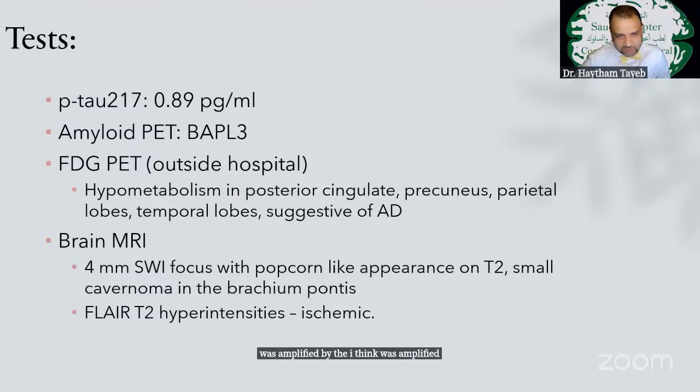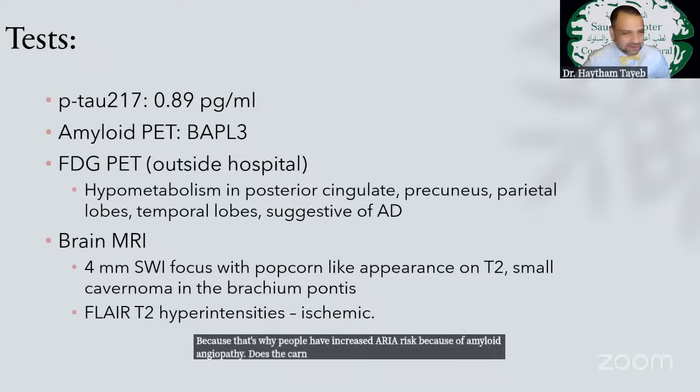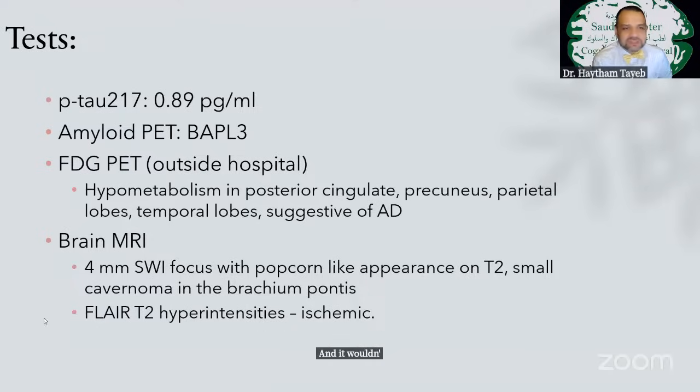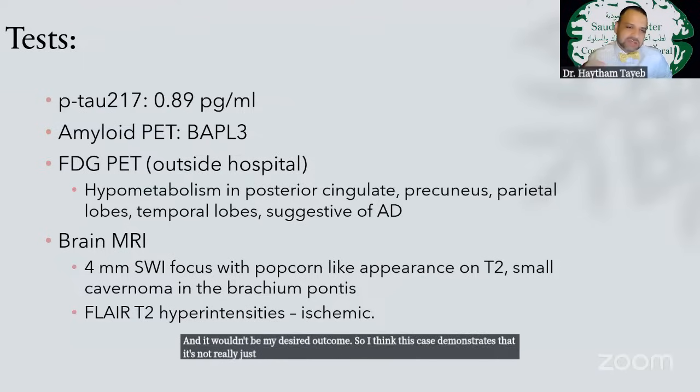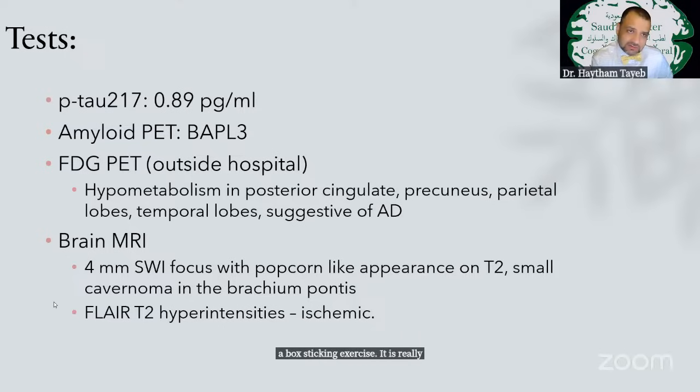We talk about micro and macro angiopathies, but I think a cavernoma is probably something like that, even though, you know, do cavernoma vessel walls, if those exist, have amyloid in them? I think that's an interesting question, because that's why people have increased ARIA risk, because of amyloid angiopathy. Does a cavernoma have amyloid angiopathy? I don't know, but a cavernoma can bleed, and it wouldn't be my desired outcome. So I think this case demonstrates that it's not really just a box ticking exercise. The judgment is very much still in play.